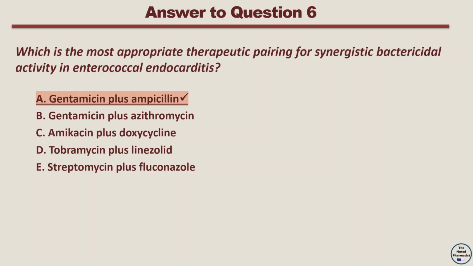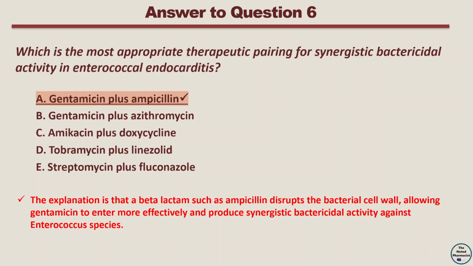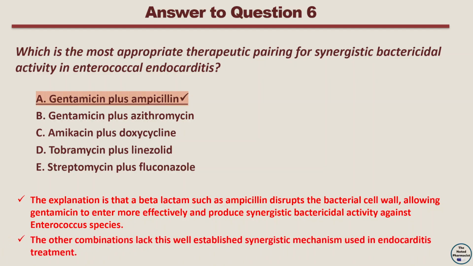The correct answer is option A, gentamicin plus ampicillin. The explanation is that a beta-lactam such as ampicillin disrupts the bacterial cell wall, allowing gentamicin to enter more effectively and produce synergistic bactericidal activity against Enterococcus species. The other combinations lack this well-established synergistic mechanism used in endocarditis treatment.